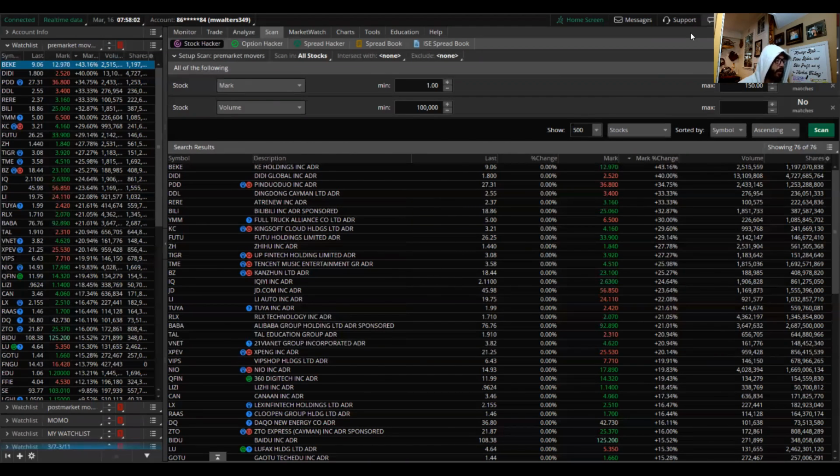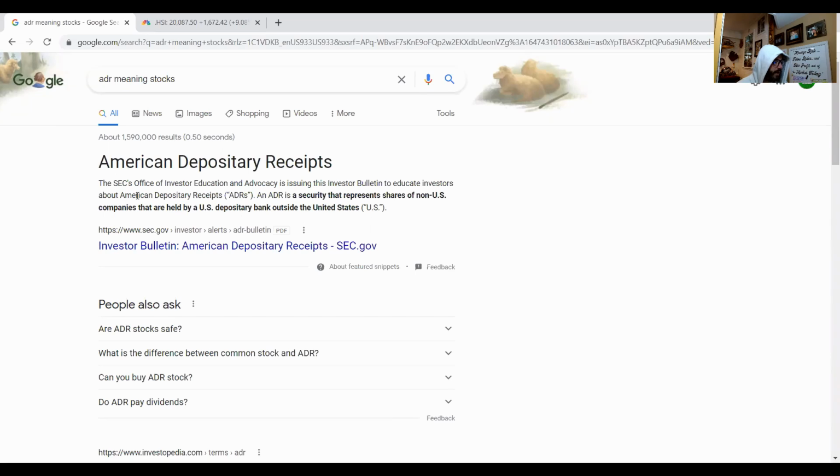So what does ADR mean? ADR, going over here, means American Depository Receipts. Okay? An ADR is a security that represents shares of non-US companies that are held by a US depository bank outside the United States. So they're allowed to list their stocks on our exchanges, but Chinese stocks have been very difficult to trade for a very long time.